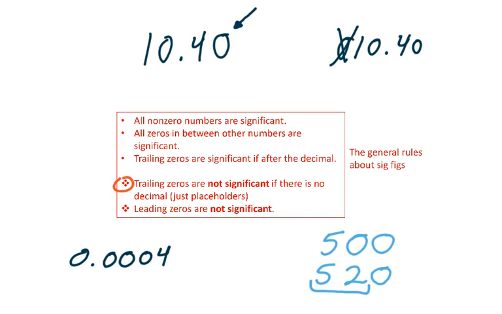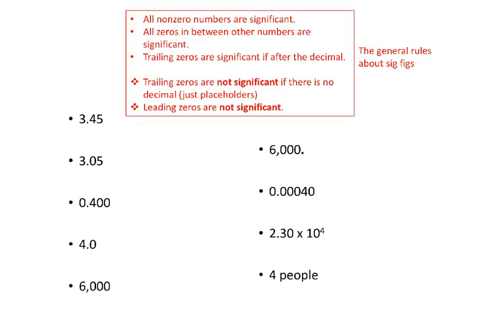Here are some examples of numbers. I want you to answer how many sig figs these numbers have. Pause it and take all the time you need, and then return. Okay, welcome back. The first one, 3.45, has 3 sig figs, right?